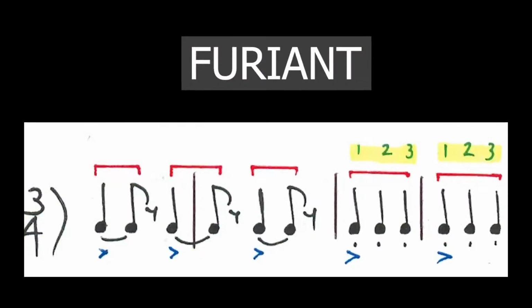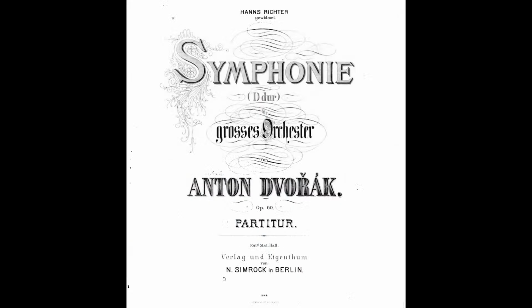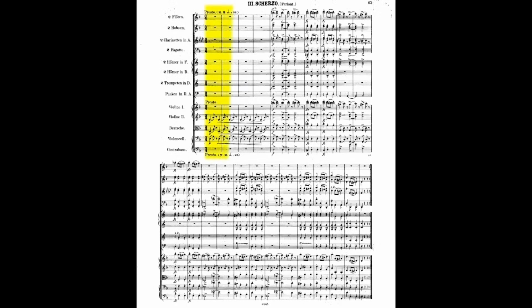The 3 groups of 2 come first, then the 2 groups of 3. So we have 1 2, 1 2, 1 2, 1 2 3, 1 2 3, 1 2, 1 2, 1 2, 1 2 3, 1 2 3. Yes, check out Dvorak's thrilling Furiant scherzo from his 6th symphony.